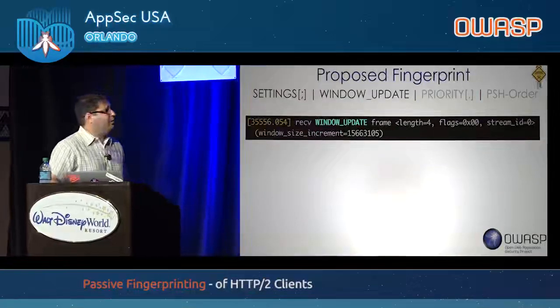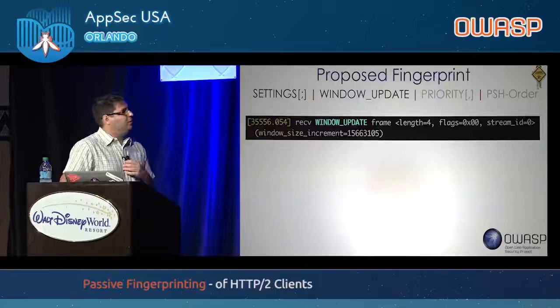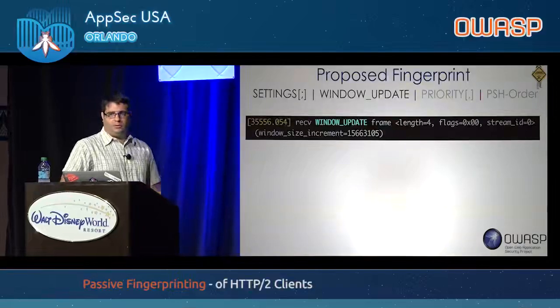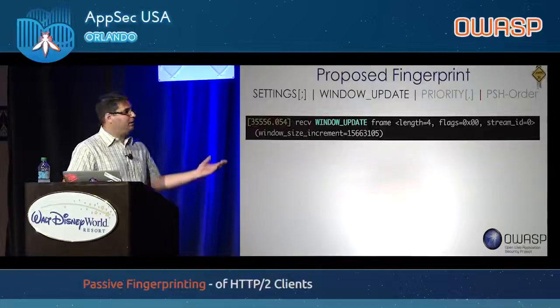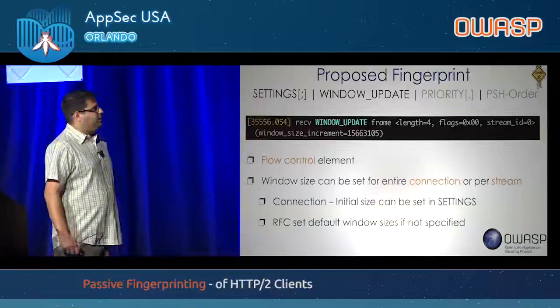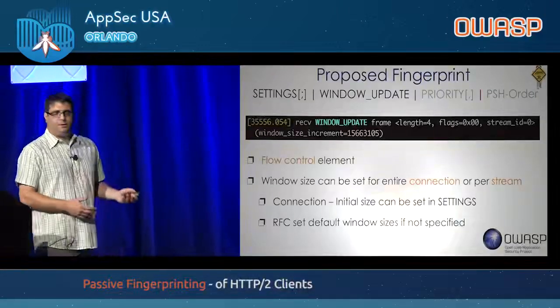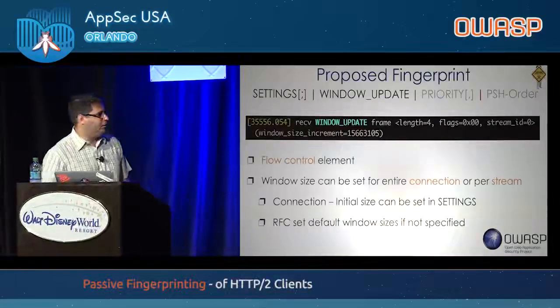Next, we go to the Windows update. Now, a Windows update frame, as I've said, is a flow control frame dealing with flow control. And it increments the initial Windows size, which can be either set for the connection in the settings frame or for a certain stream. Some of these are default. RFC sets defaults for all of these, for the Windows sizes, either for a connection or for a stream.